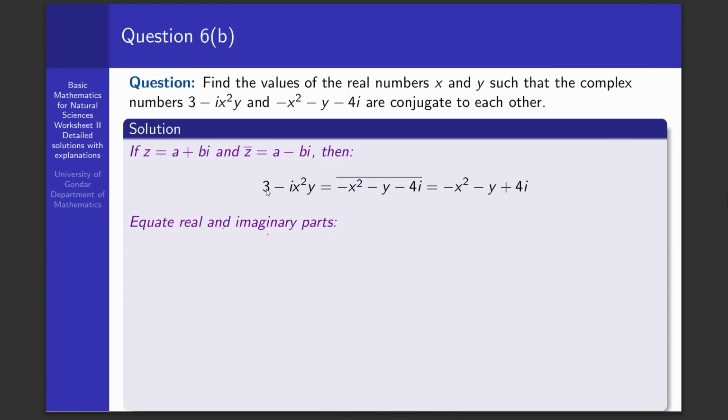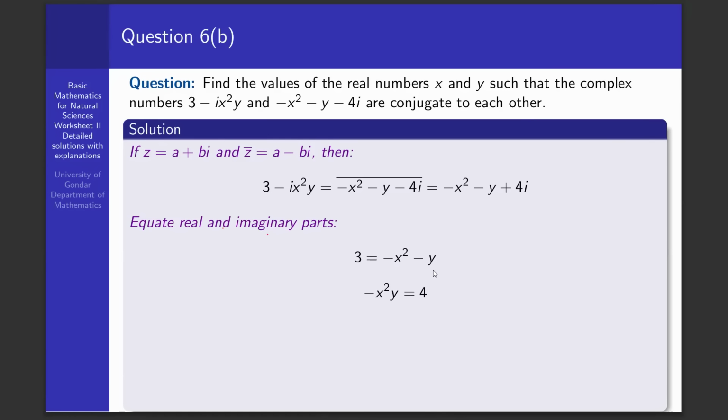We have the real part for this one is 3. The imaginary part is minus x squared y. The real part for the other is minus x squared minus y, and the imaginary part is 4. So if we equate these expressions, we have 3 is equal to minus x squared minus y, and the imaginary part, minus x squared y, is equal to simply 4.